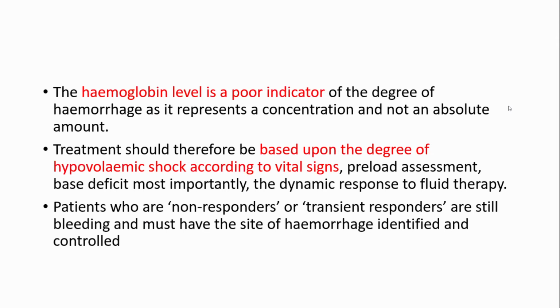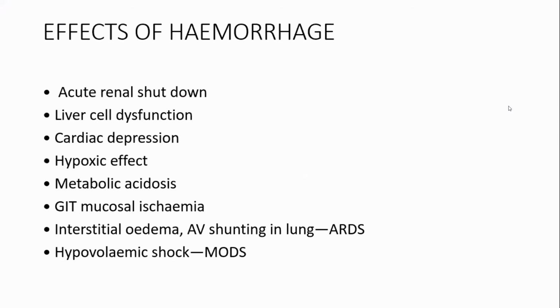This basically happens because of different responses to fluid and different responses of the cardiovascular system. If there is cardiac toxicity after trauma due to different inflammatory mediators, the patient may not respond to fluid, and may go into cardiac shock, or there may be pulmonary edema. So we need to classify whether the patient is a responder, non-responder, or transient responder. Obviously, a responder will have a better outcome. Effects of hemorrhage are acute renal shutdown, liver dysfunction, cardiac depression, hypoxia, metabolic acidosis, and GI mucosal damage.